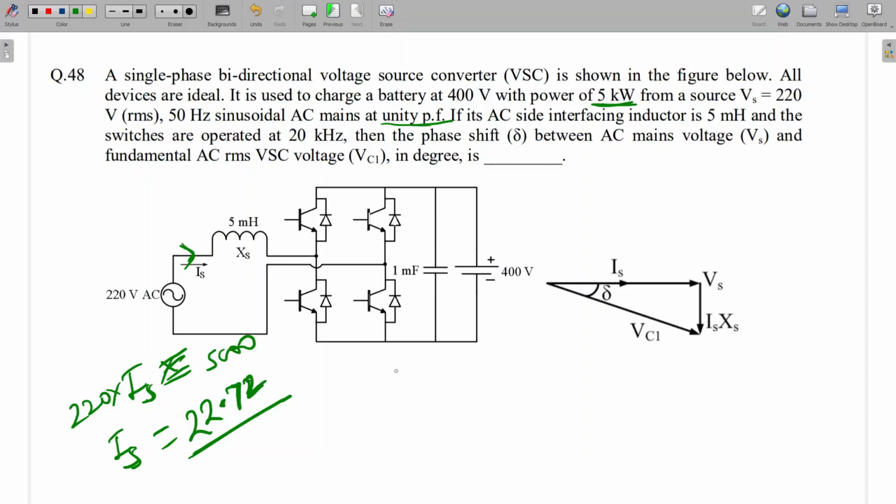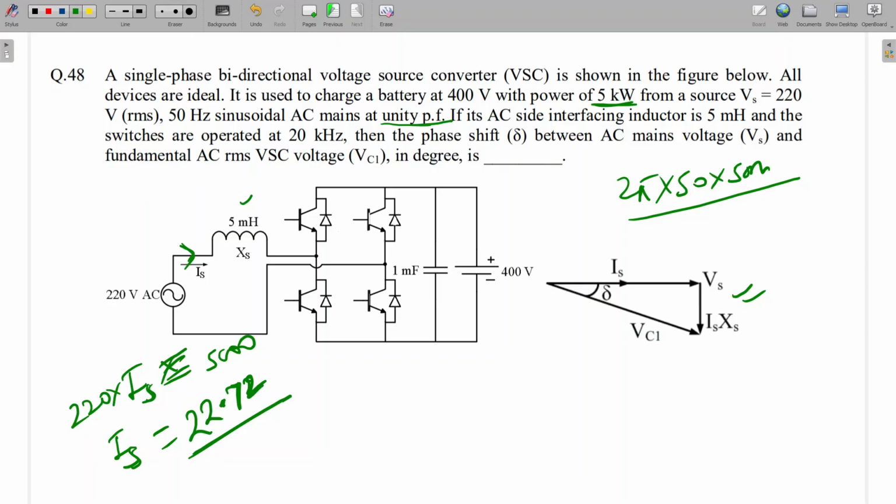Okay. So if you see here, what will be the X value? X is given somewhere as 5 millihenry. So what will be the 5 millihenry X value? 2 pi into 50 into 5 milli. How much will it be? We are getting 157, but this is milli, millihenry, 10 to the power minus 3. So we are getting 157.